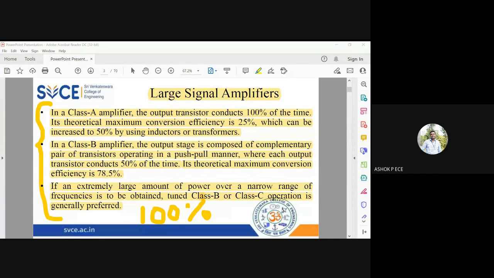What parameter is increasing as you move from class A to class C, and what parameter is decreasing? You are seeing the slide, you can even say from that.